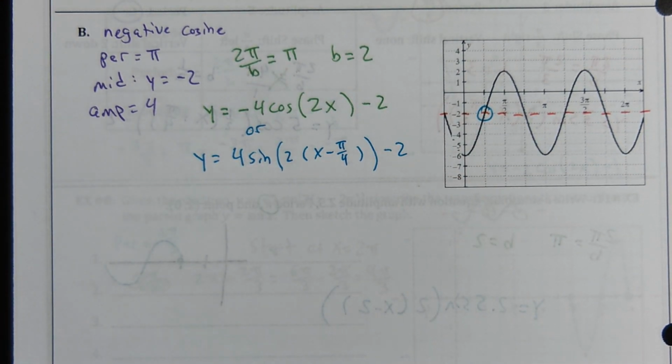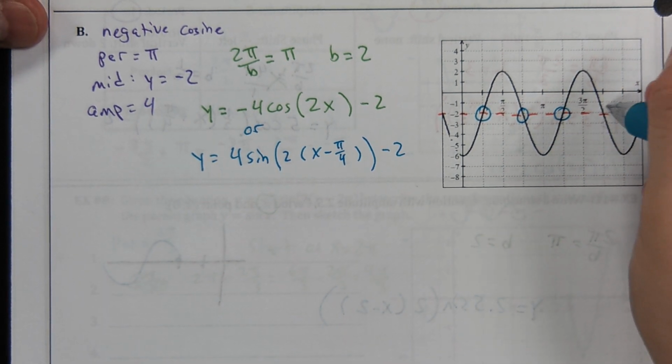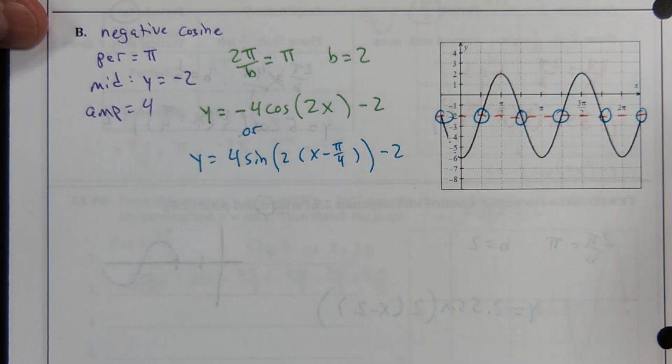Now we're not done, because we're supposed to do the maximums, minimums, and inflection points. How about we just say it? Where do I always find inflection points on sine and cosine waves? On the midline. You will always find a point of inflection every time you're on the midline. Okay?